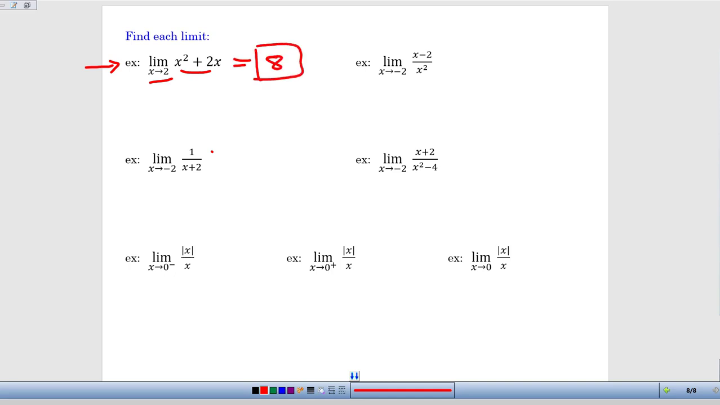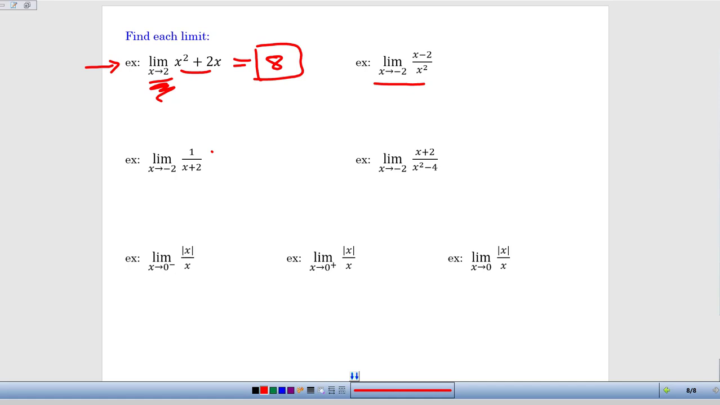So our limit as x approaches 2, as x gets closer and closer to 2, the y value, the output of this function, is getting closer and closer to 8. That's all we have to do. If we can plug the value into the function, that's just what we do. That's the y value that the function is approaching as we get closer and closer to the particular x value. If we take a look at the second example, right here, same idea. We want to know what is the output of this function approaching as x gets closer and closer to -2.